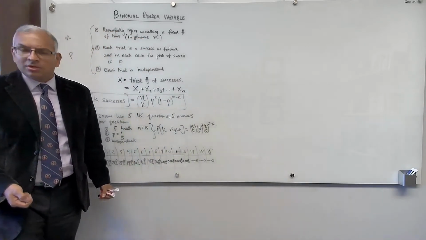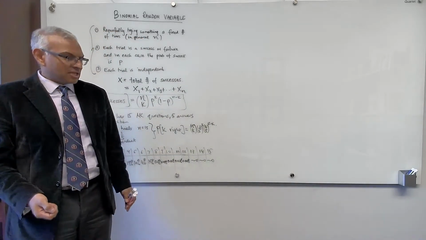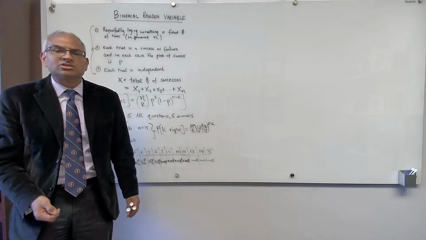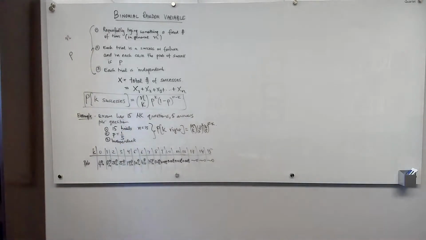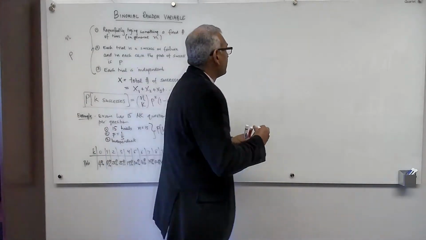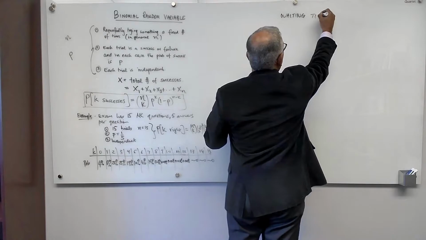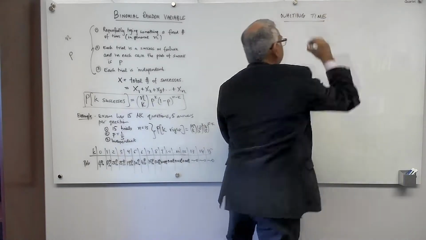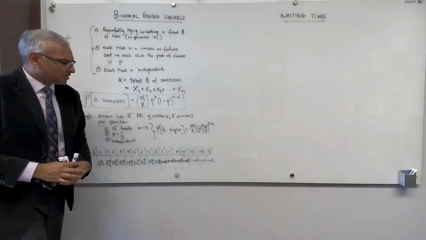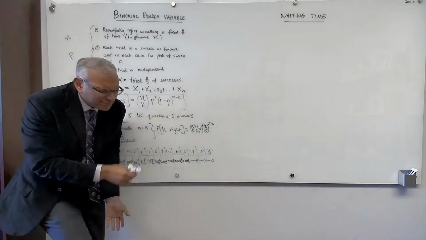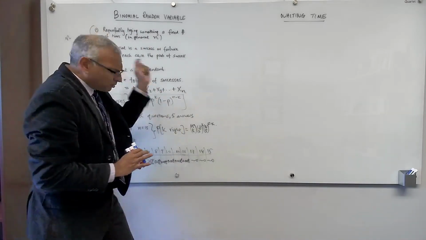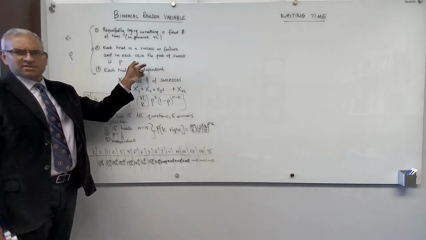Okay, so now let's discuss the exponential random variable, or what's called the waiting time. So it's a very similar experiment. It's basically the same experiment. The only difference. So you have a success probability.